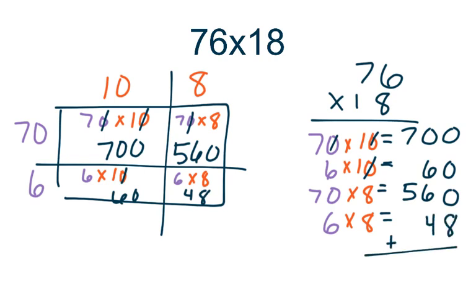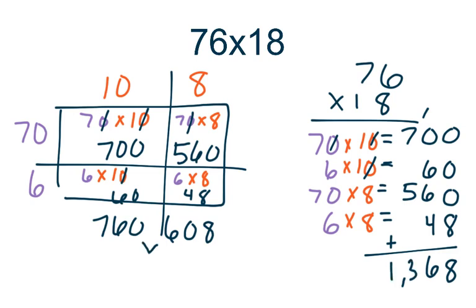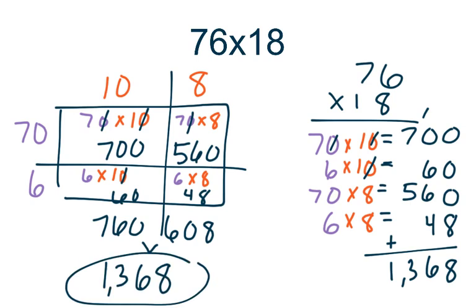My final step for both pieces is going to be to add to find what my final product is. I'm going to add all the way down here. And I'm going to get my final product, 1,368. I'm going to add this piece as well, and I get 1,368. So our products are identical.